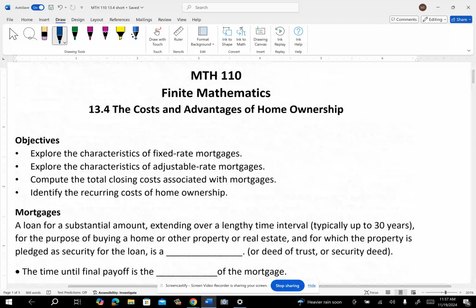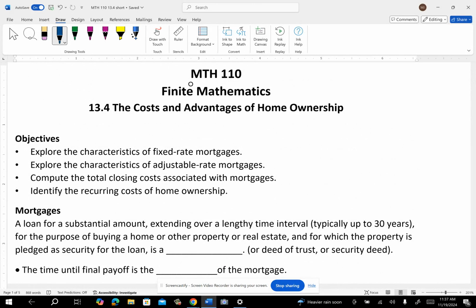All right, in this video, I'm looking at section 13.4, costs and advantages of home ownership. The main thing we're going to be doing in this section is looking at fixed rate mortgages and how to calculate what your mortgage payment would be.